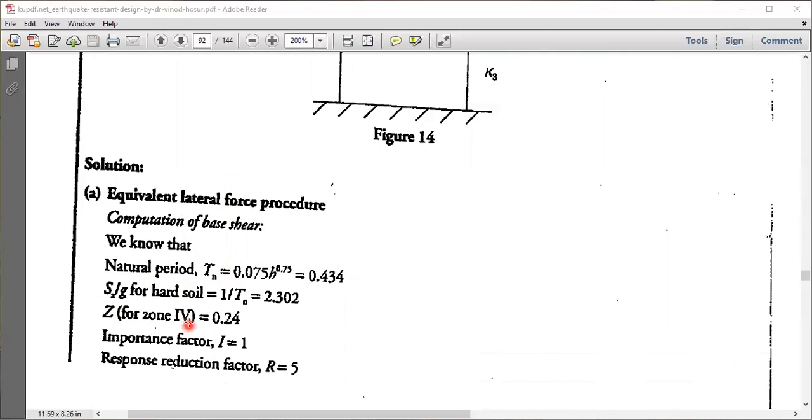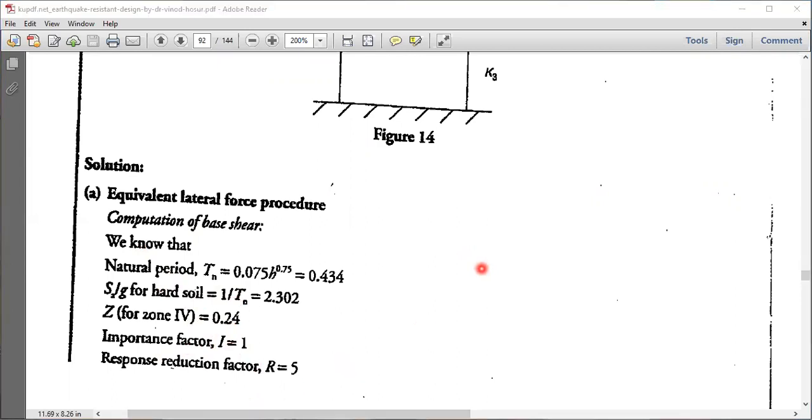So zone 4. Where do you pick the zone 4 value? The zone factor Z is picked up from page 10 of your code book, this one. So zone 4 is 0.24. Okay, so zone 4 is 0.24. Here also the factor is 1. This is according to the old code.